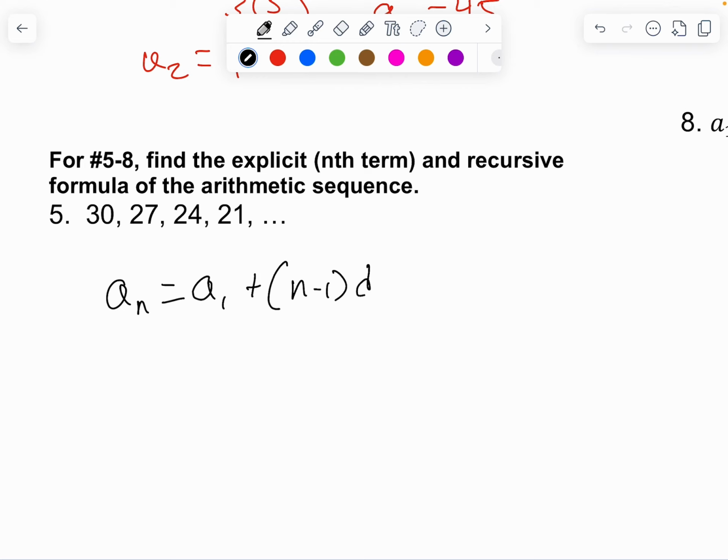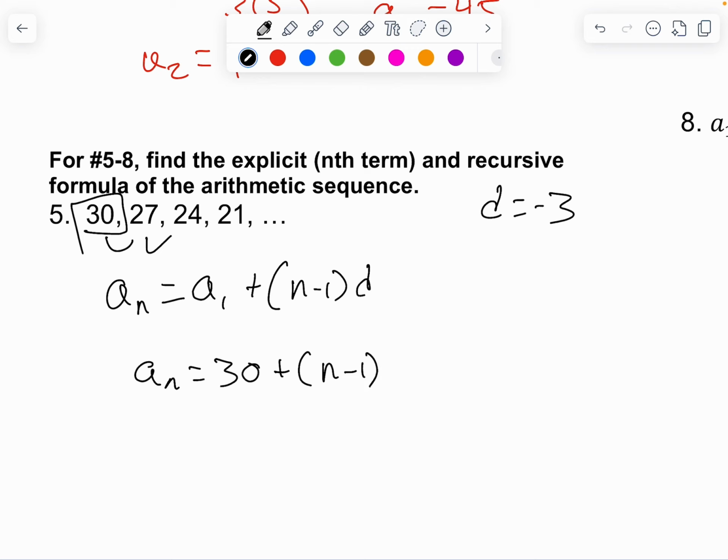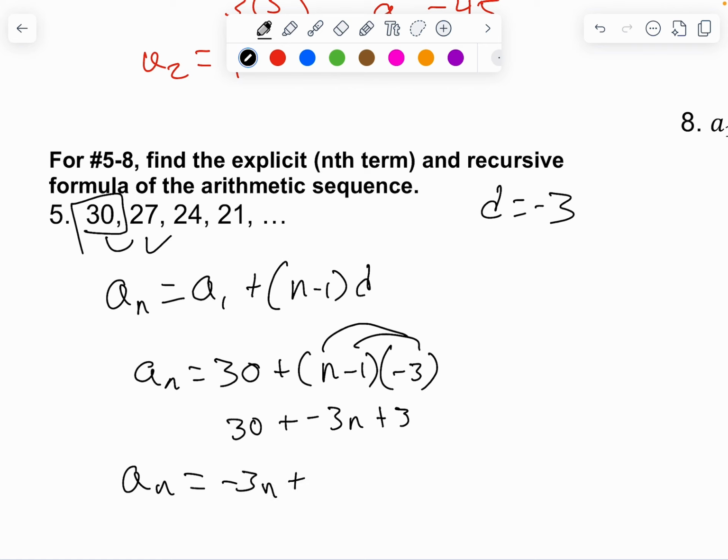The common difference is found by looking at how these are changing. These are subtracting 3 every time, so d is negative 3. And the first term, we can just look at the sequence. Our first term here is 30. So we're going to say a n equals 30 plus n minus 1 times negative 3. So we can multiply that in and get negative 3n plus 3 plus 30. So any number term we're looking for is negative 3n plus 33.